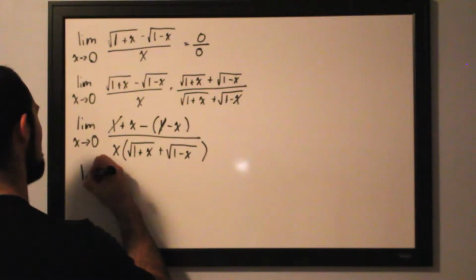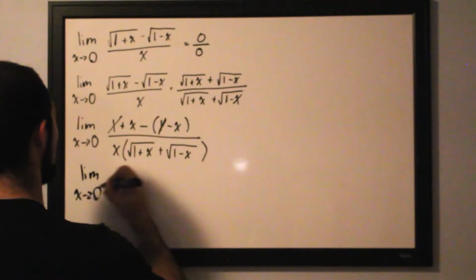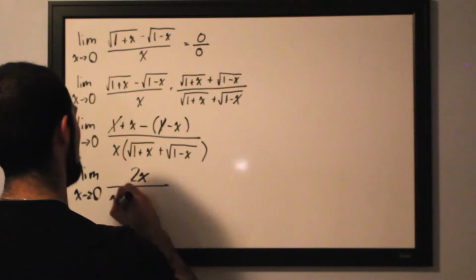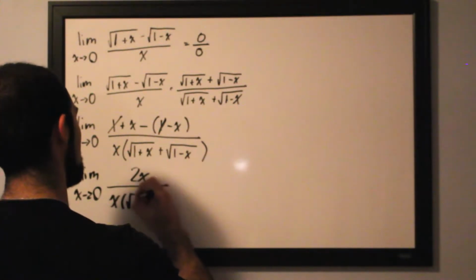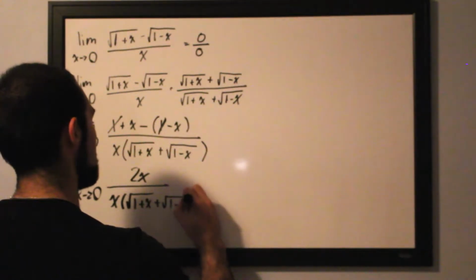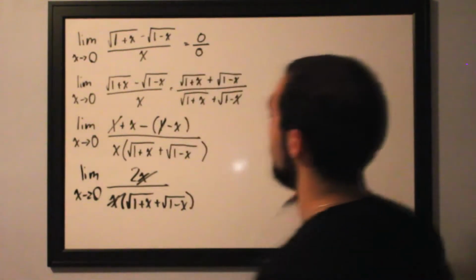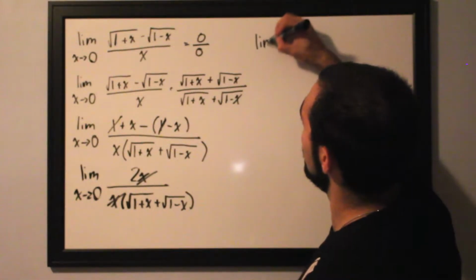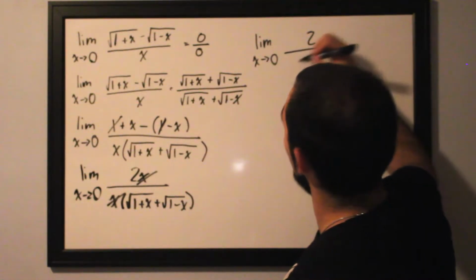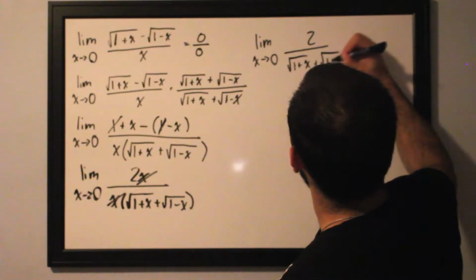So we're going to take the limit as x approaches 0 for 2x over x multiplied by the square root of 1 plus x plus the square root of 1 minus x. Now we can cancel out the x's in both the numerator and the denominator. We're going to be left with the limit as x approaches 0 for 2 over the square root of 1 plus x plus the square root of 1 minus x.